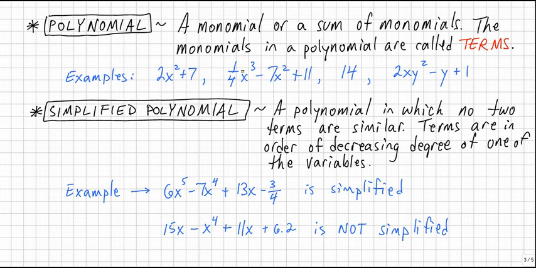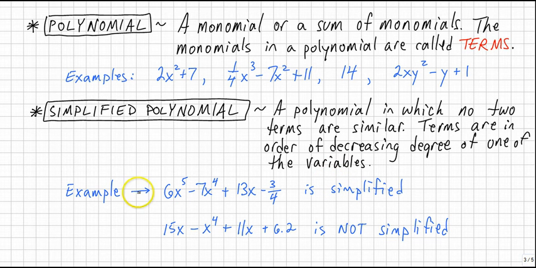Well, one of the things we're going to want to be able to do is simplify polynomials. So what would it mean to be simplified? Well, a polynomial that's simplified is a polynomial in which no two terms are similar, and then terms are put in order of decreasing degree of one of the variables. So no terms can be similar, and then the terms are put in order by decreasing degree of one of the variables.